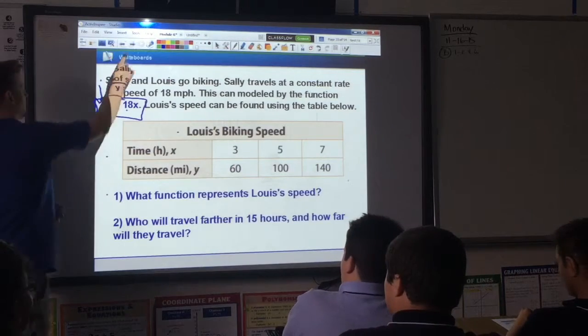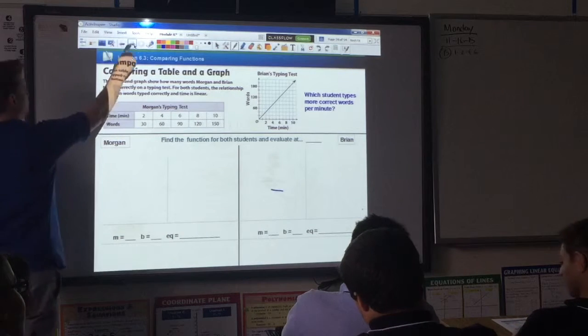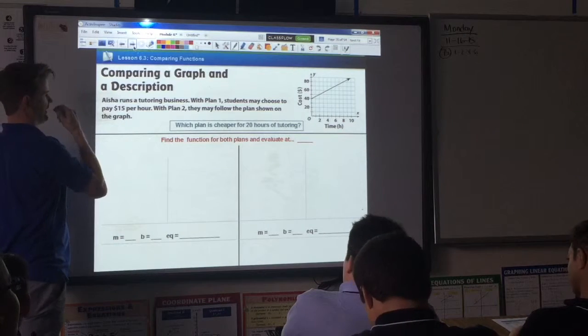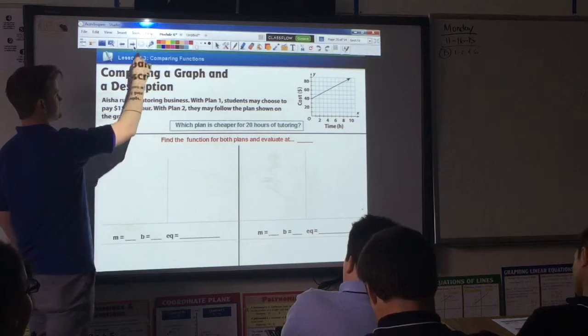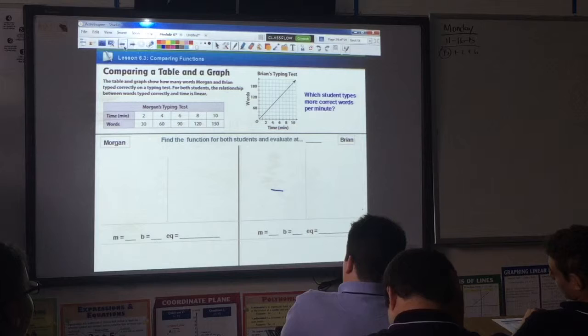Fourth. All right, one last section to go. Now we're going to compare a table and a graph, and then once we do that, we're going to compare a graph and a description, which is actually the easiest thing to do as long as you remember certain key words. First, though, let's compare a table and a graph.